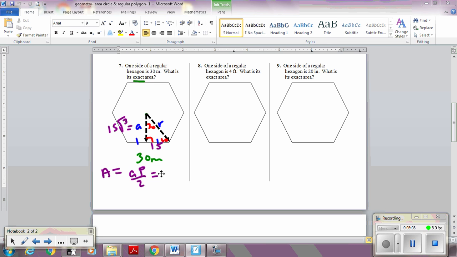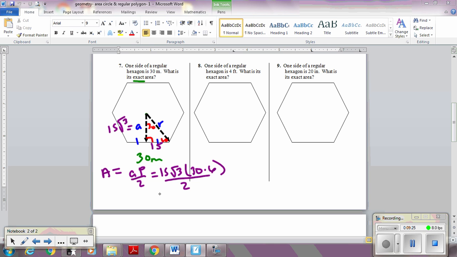So that would equal apothem, which is 15 root 3, times the perimeter, which is 30 times 6, because there's 6 sides and they all measure 30. And that's divided by 2.